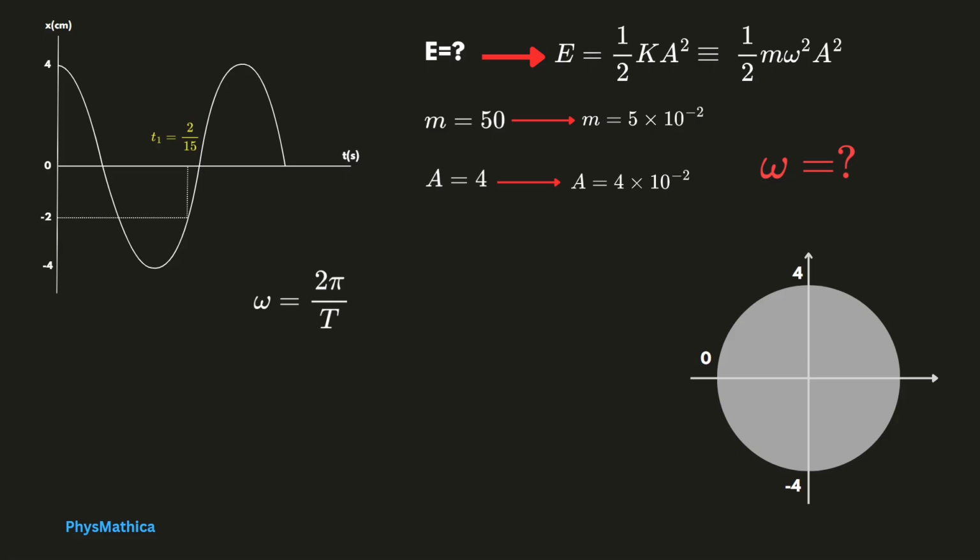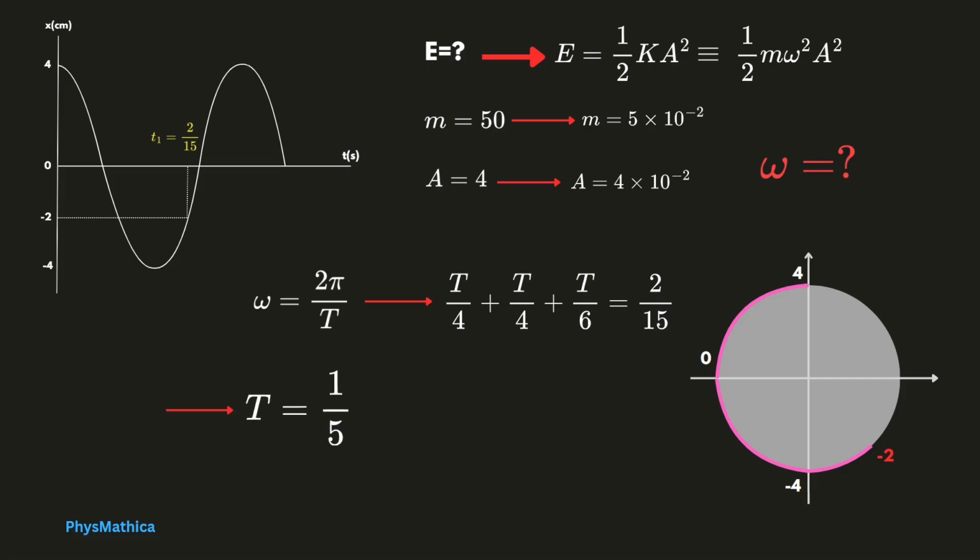So the movement is from 4 to 0, from 0 to -4, and -4 to -2. If you take a look at the arcs that we are passing, we can simply see that it's T over 4 plus T over 4 plus T over 6 equals that specific time, which is 2 over 15. And if we solve for T, we get the period is equal to 1 over 5. And again, our angular frequency is 10π. This is a bit faster.